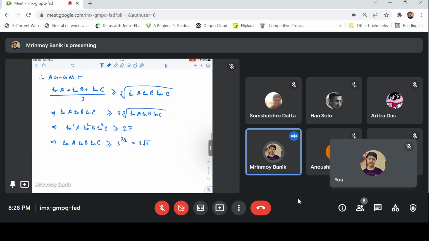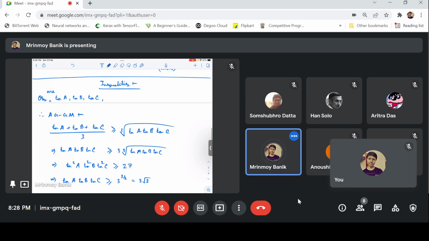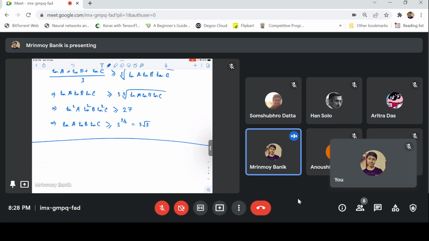So the product or the sum is greater than or equal to 3 root 3. Now from, not from here, okay. So that was one result, one inequality. Another one. So it was also a homework problem. We need to show this is less than or equal to 3 by 2.